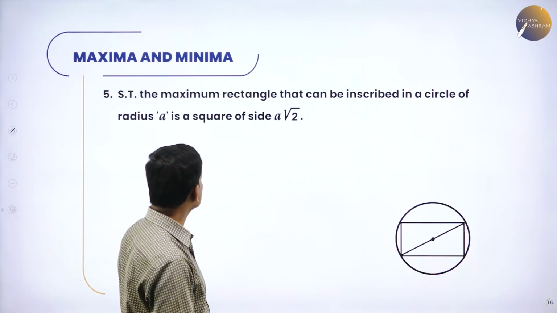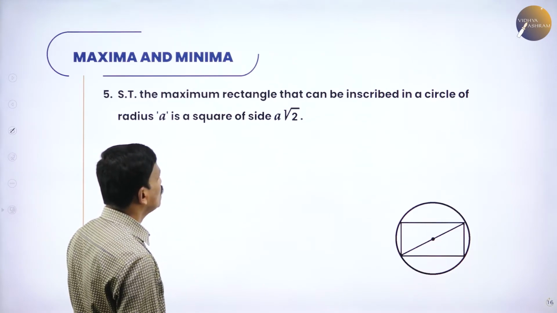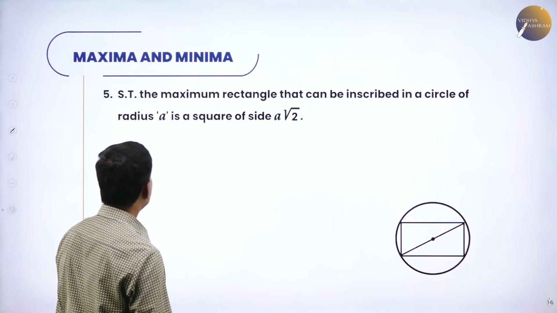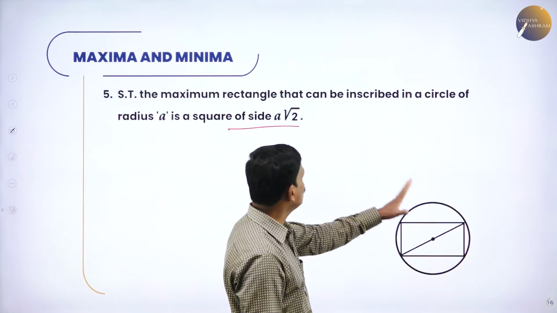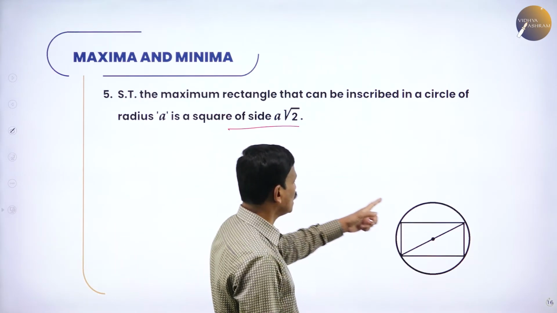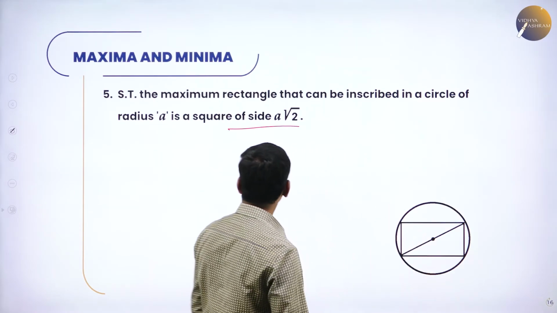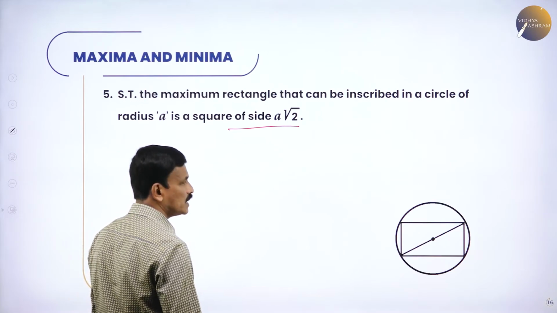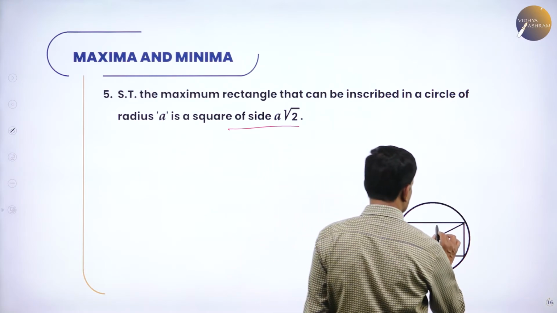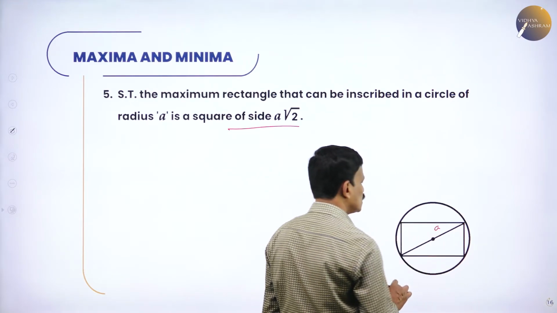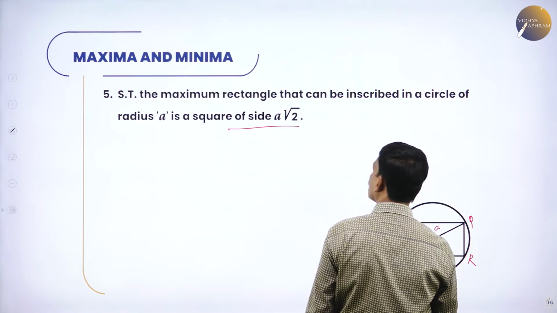Now let us come to the next problem. The 5-marker question will be like this. Show that the maximum rectangle that can be inscribed in a circle of radius a is a square of side a root 2. Now let us consider a circle with O as center and a as the radius of the circle. Then let us give the points P, Q, R, S as the rectangle.